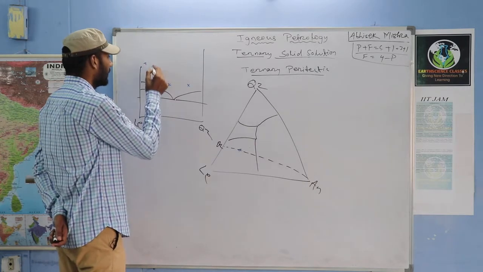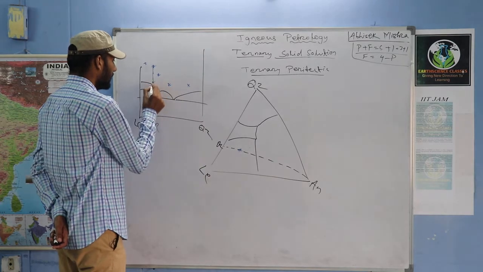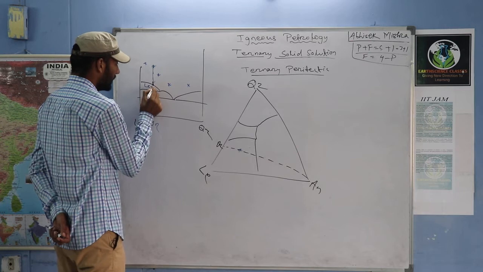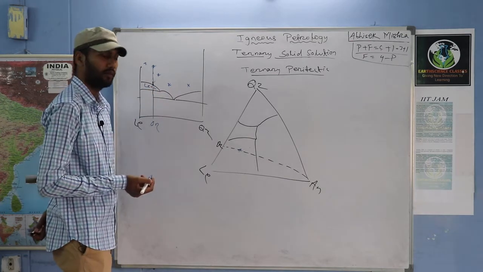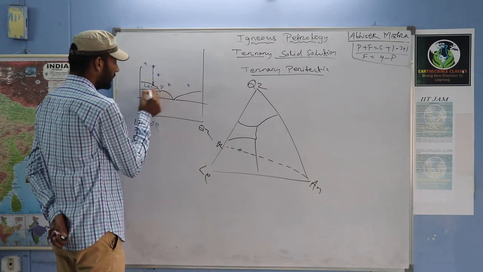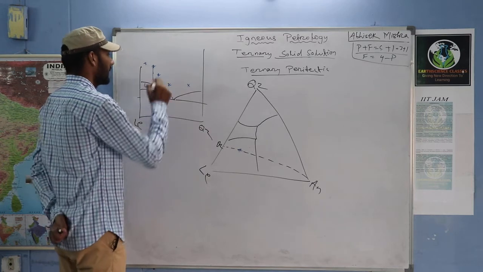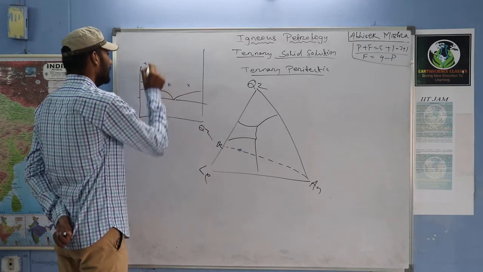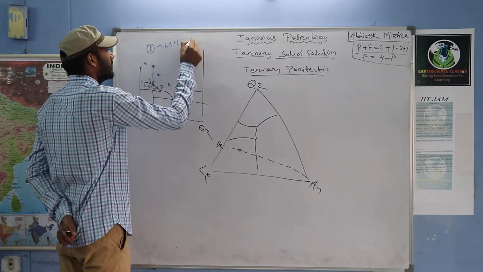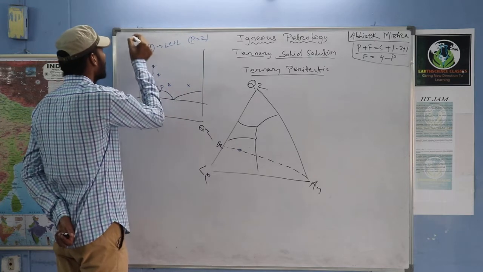So in case of binary, what will happen? Similar process. When it touches this point, then you find leucite plus liquid. There will be formation of leucite. Then this is the peritectic point. It will move towards peritectic. When it reaches the peritectic point, let's say this is 1. At one point you are getting leucite plus liquid. So phase is 2. Here we are talking about binary.